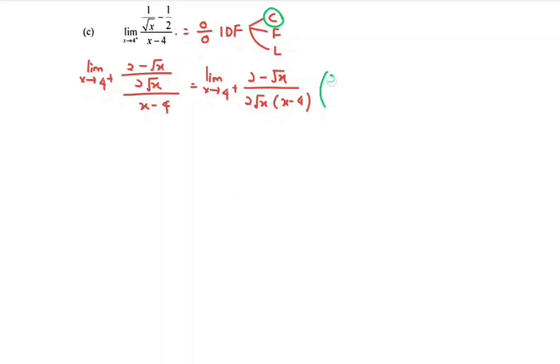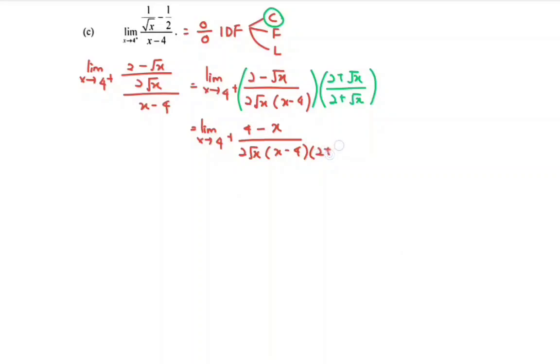Multiply by the conjugate, we have 2 plus square root of x, 2 plus square root of x. So do remember, only expand one part. Limit as x approaches 4 from the right. So here we will have 4 minus x over 2 square root of x multiplied with x minus 4, multiplied with 2 plus square root of x.